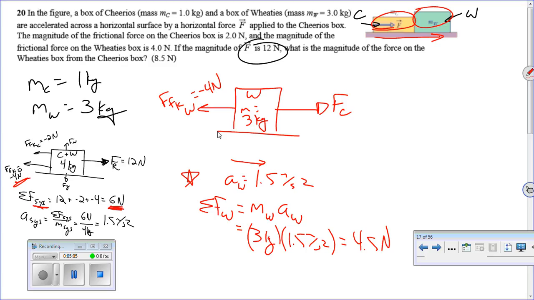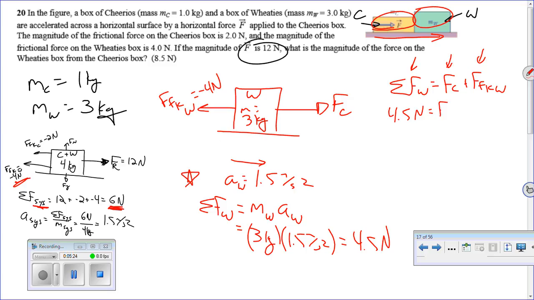Well, we need our net force to be 4.5. So you go, well, net force on the Wheaties is the force of the Cheerios plus the force of kinetic friction on the Wheaties, right? So this is the force of the Cheerios, this is the force of friction, this is our net force. Let's plug in our numbers. We know the net force has to be 4.5 newtons.